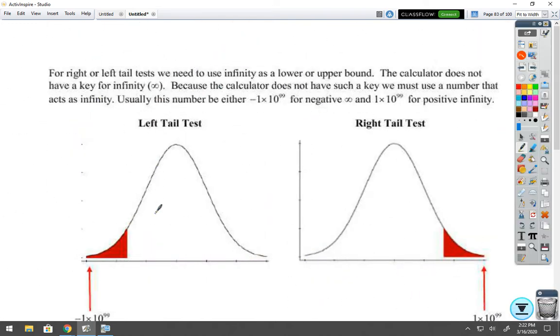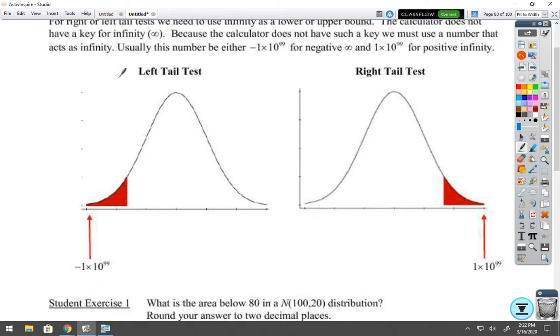It says that for a right or left tail test, we need to use an infinity for the lower or upper boundary. If I'm using a left tail test, remember these numbers continually go to the left as far as we can imagine. So when we use a number to the left, we want something really, really far to the left. On a left tail test we are going to utilize the number -1 times 10 to the 99. That is a very small number.